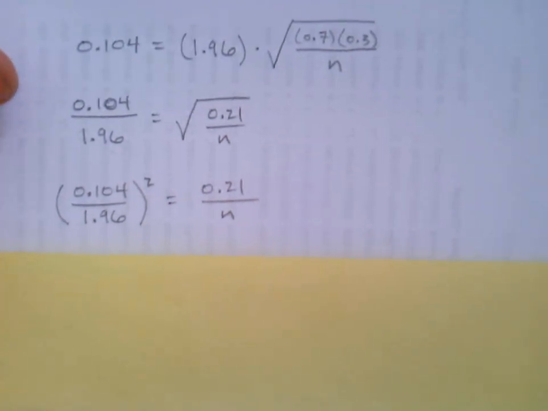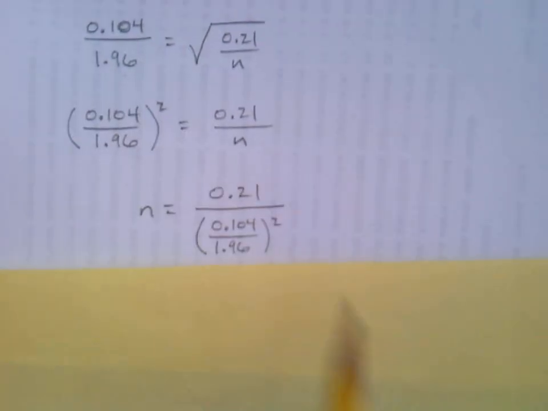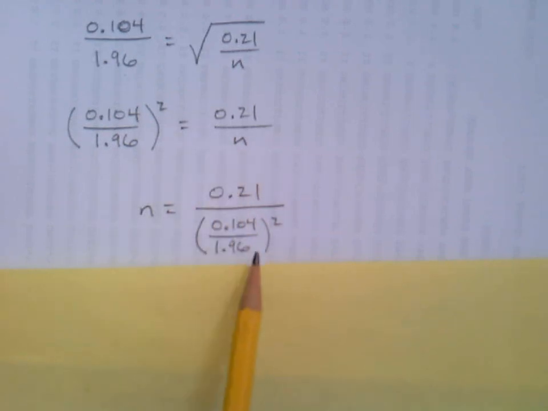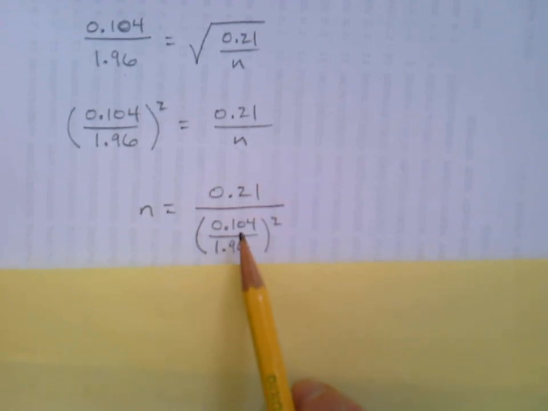All right. Then I'm going to multiply my n over. And I'm kind of doing two things at once. So I'm going to multiply this n over here, and I'm going to take this whole thing and divide it underneath, like so. And so I've got 0.21 divided by the quantity 0.104 over 1.96 squared. You may prefer a different approach here, but I think this one works pretty good.